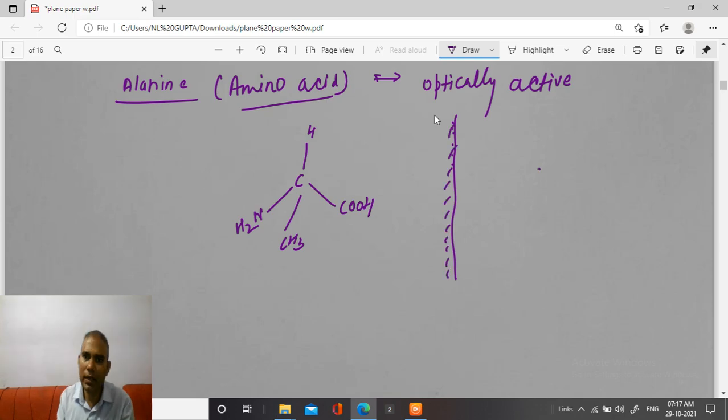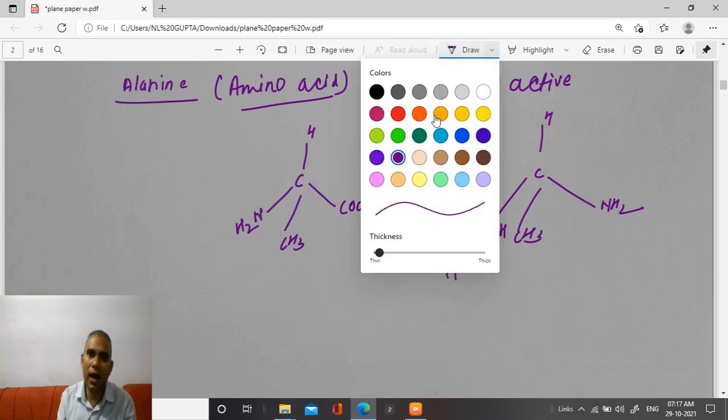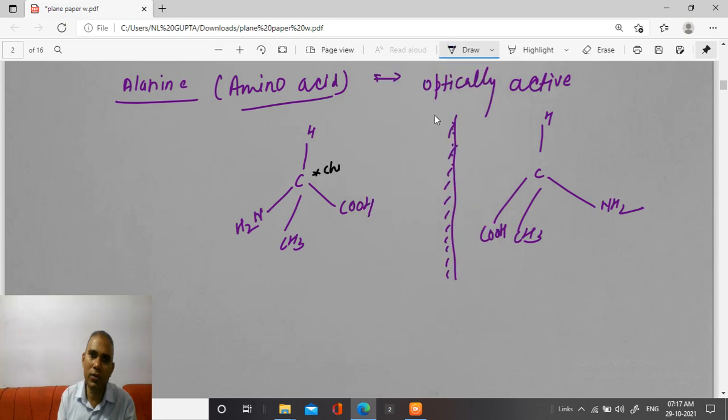Okay, what is the other one? Here is hydrogen. The NH2 group is now on this side. Here CH3 is common. Here this becomes COOH. So in this compound, what is happening with the carbon? This carbon is going to be chiral. Why? Because it has four different groups. This is also going to be chiral.